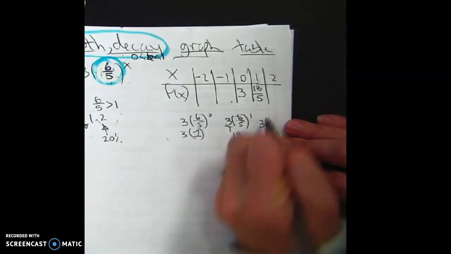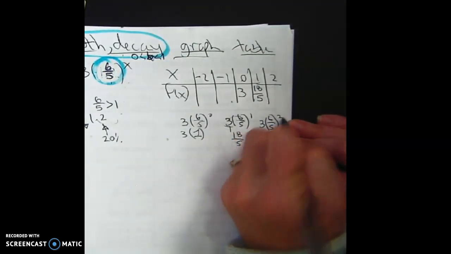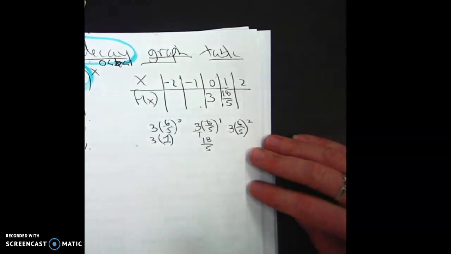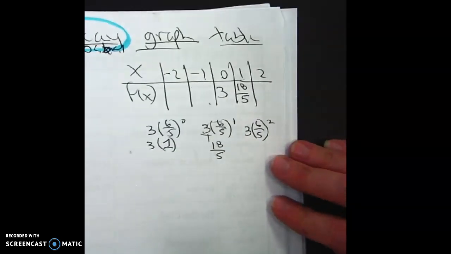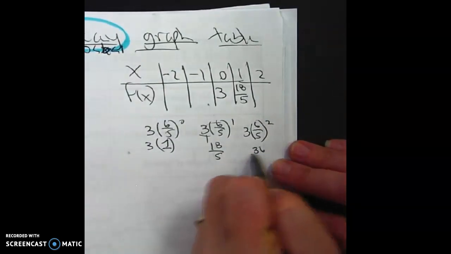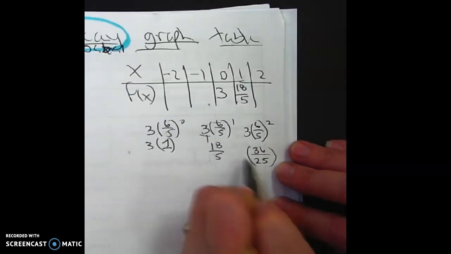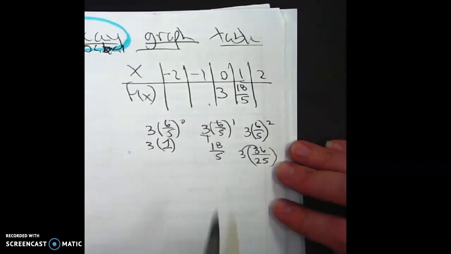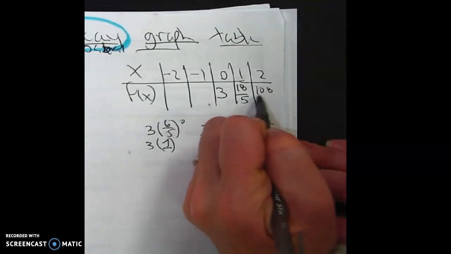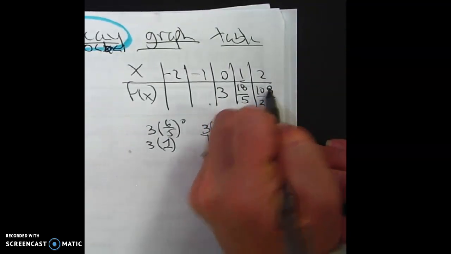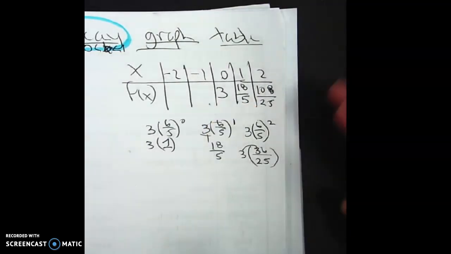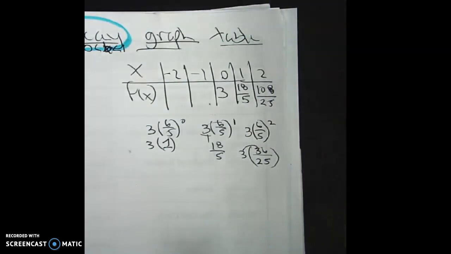And then I'm going to go 3 times 6/5 to the 2nd power. Well, 6/5 squared is a little bit more work. So I have to square the 6 and square the 5. Then multiply that by 3. 3 times 36 is 108 over 25. Yes, your fancy calculator will change all of that to an improper fraction. So you're going to show your work. Let's get into the negatives.